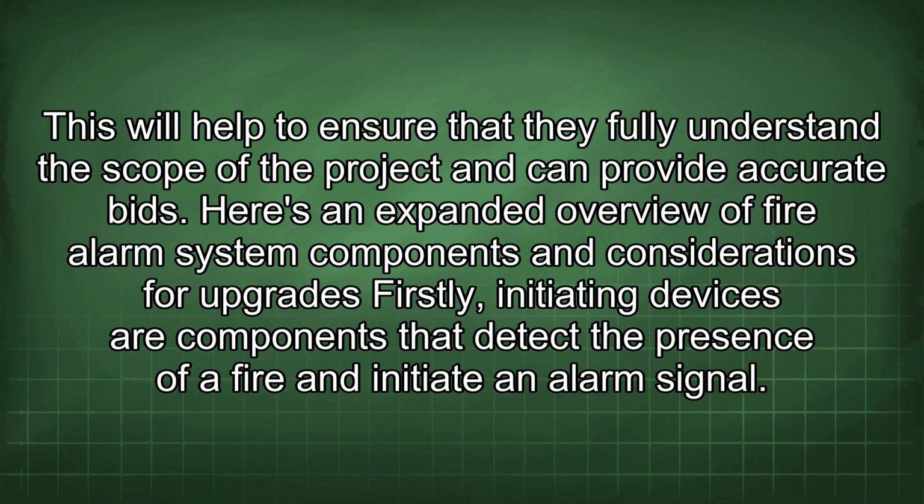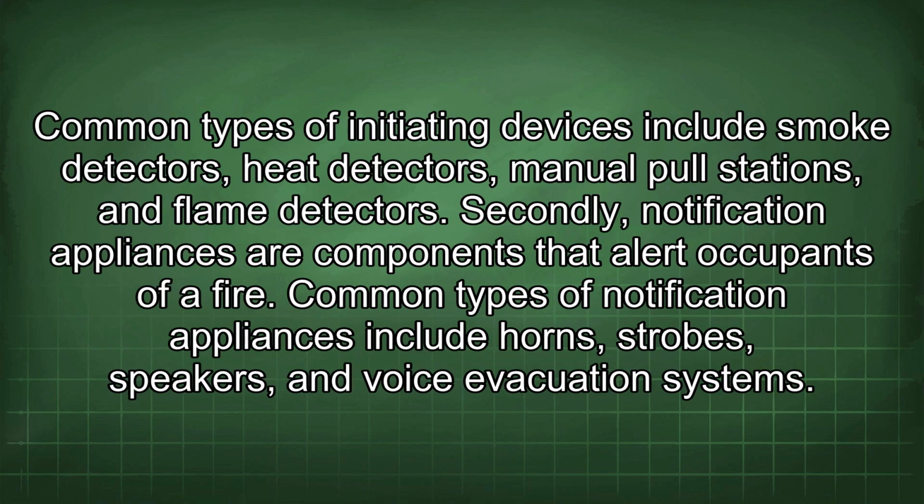Here's an expanded overview of fire alarm system components and considerations for upgrades. Firstly, initiating devices are components that detect the presence of a fire and initiate an alarm signal. Common types of initiating devices include smoke detectors, heat detectors, manual pull stations, and flame detectors. Secondly, notification appliances are components that alert occupants of a fire. Common types of notification appliances include horns, strobes, speakers, and voice evacuation systems.